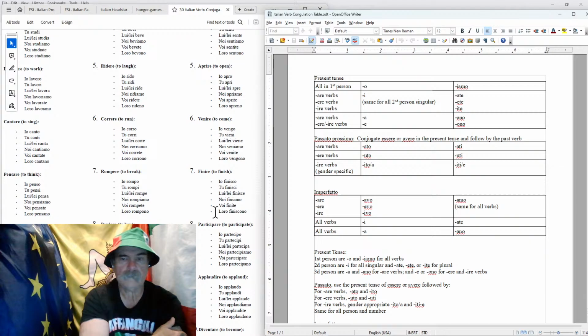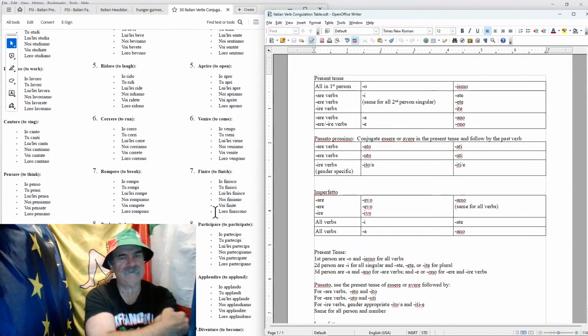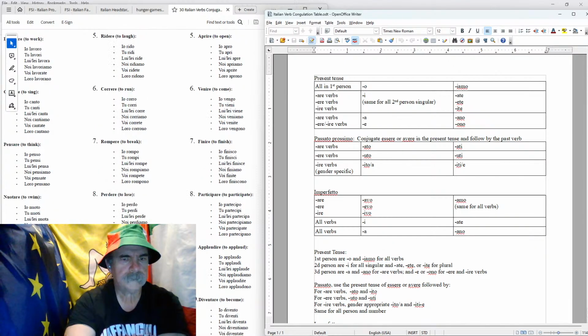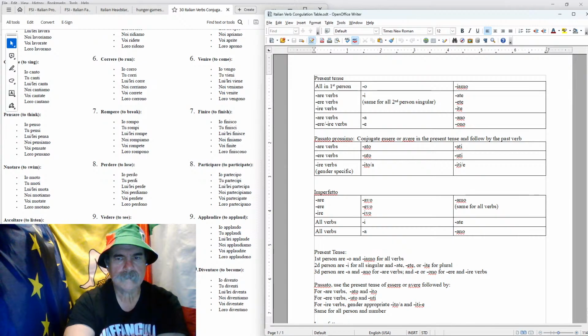Ieri ho rotto il mio orologio e adesso è rotto, a roto adesso. Ieri ho perduto.